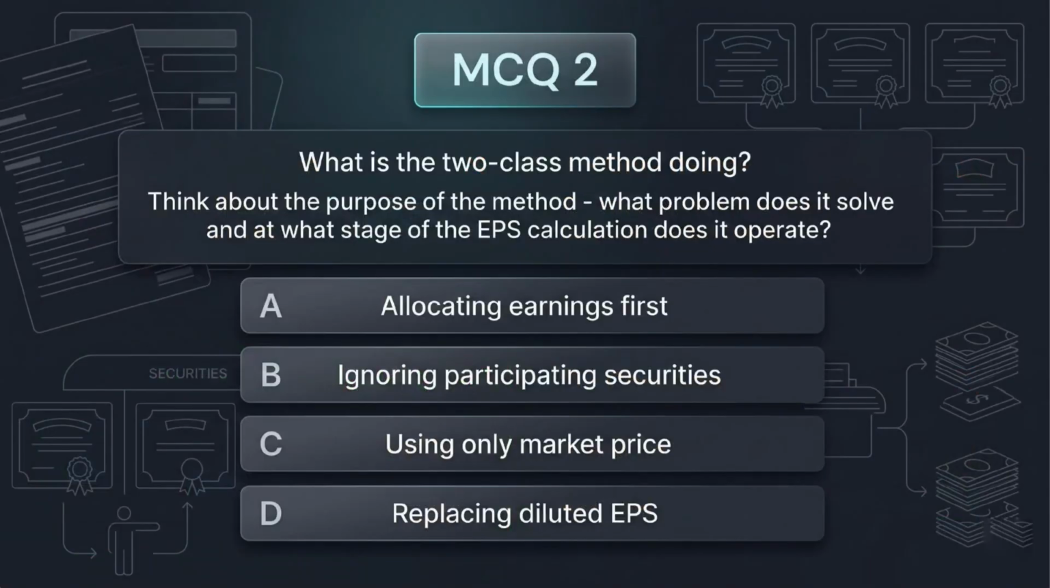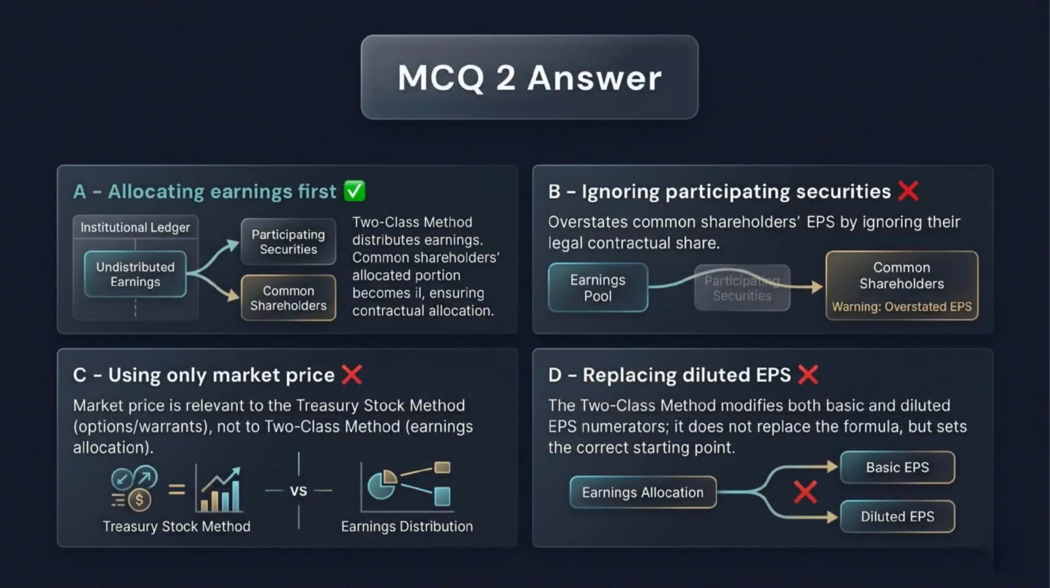MCQ2 asks what the two-class method is doing. The choices are allocating earnings first, ignoring participating securities, using only market price, or replacing diluted EPS. Think about the problem the method solves. It is not a market price method and it does not eliminate diluted EPS. It deals with earnings allocation before common EPS is computed. The correct answer is A, allocating earnings first.